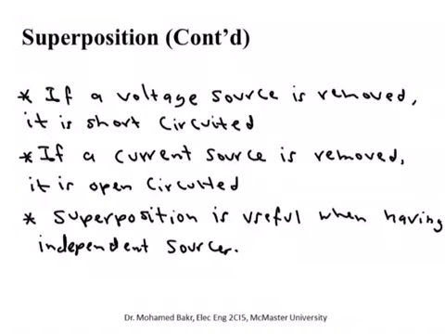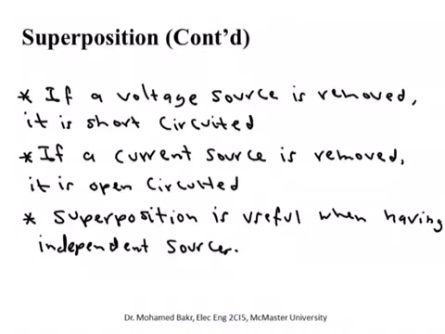Okay, so this is how superposition is going to be done. You have a number of independent sources. You solve the circuit multiple times, each time with only one source present, and you remove the other sources. You make every voltage source a short circuit, as shown here, and you make every current source an open circuit, and then you apply superposition to get the value of the voltages and currents everywhere.